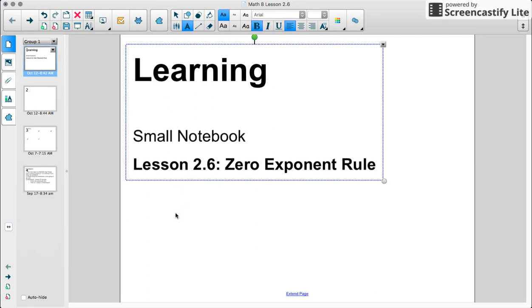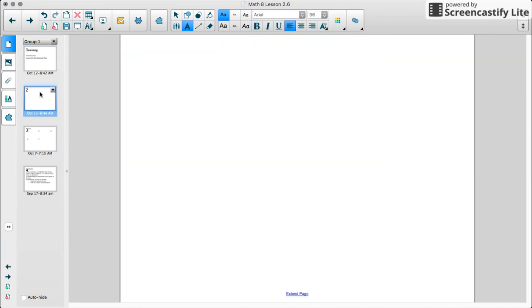Okay, so this is the lesson title. We're going to talk about our very last rule that we're going to learn this unit, and it's the zero exponent rule. And in this rule, so you might need to pause it if you need to go back, basically what you have is sometimes we divide exponents.